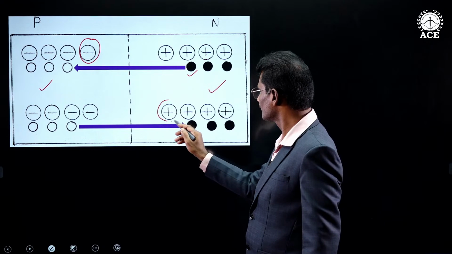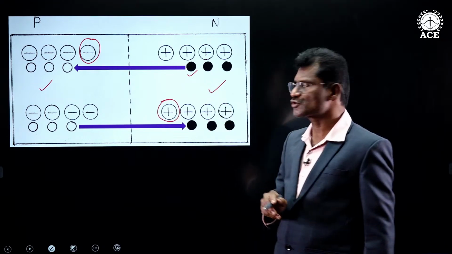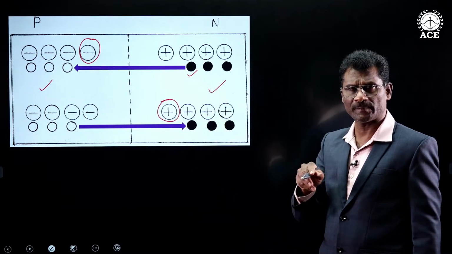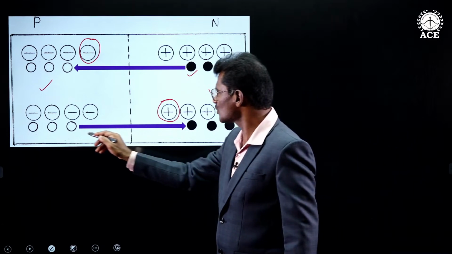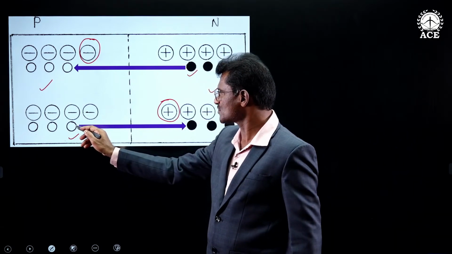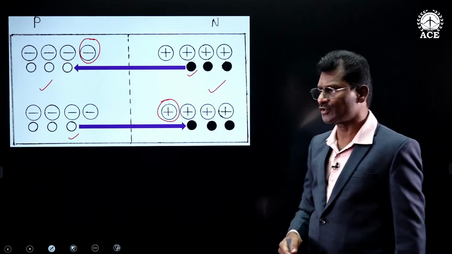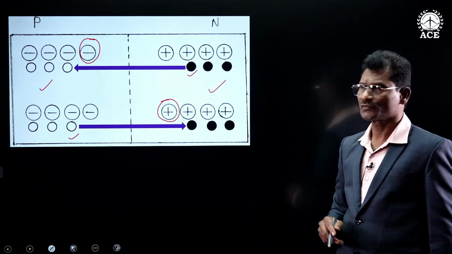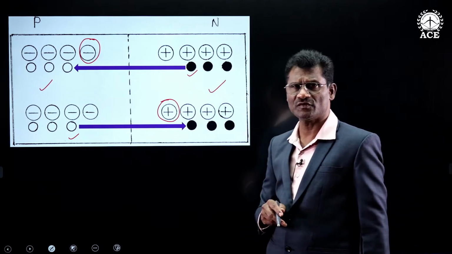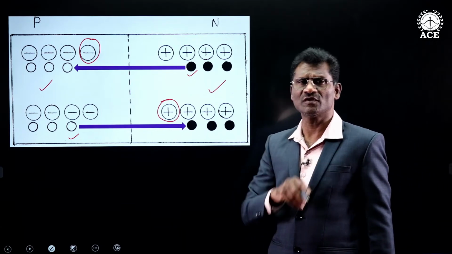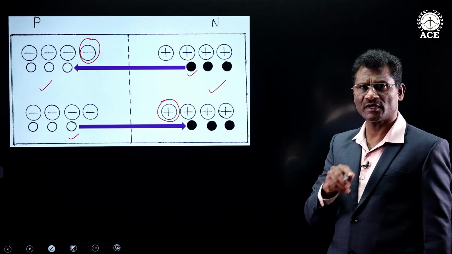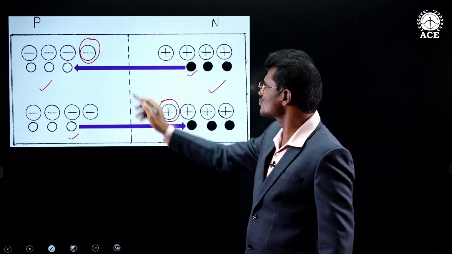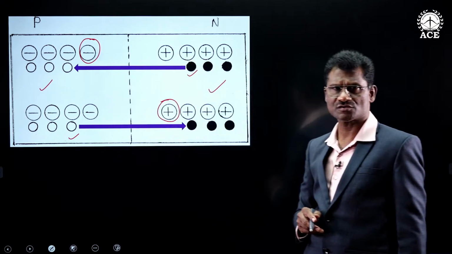Similarly, this positively charged donor ion repels diffusion of this hole. Why? Because this hole is positively charged and this ion is also positively charged. That is the second level of diffusion. The second level of diffusion gets opposed by these positive and negative ions.